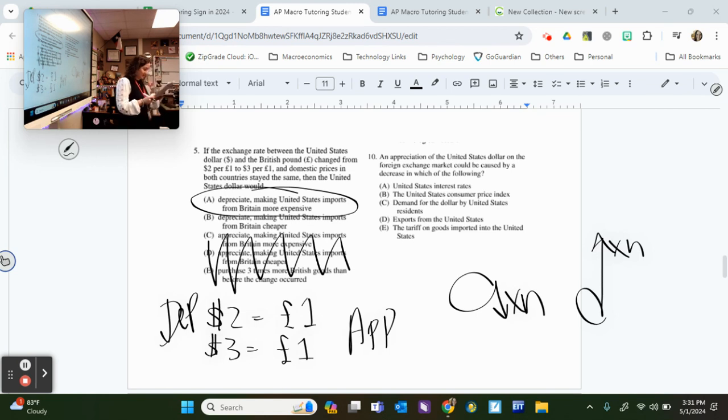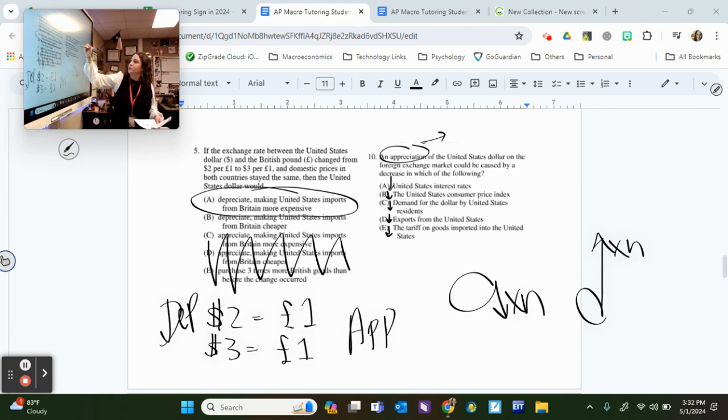Okay, on number 10, it says the appreciation of the US dollar on the foreign exchange market could be caused by, not is going to cause. We're trying to figure out what would cause the appreciation. But it says by a decrease in which of the following. So as a good test taker, I'm going to remember that all of these things are decreasing. So I'm going to put a little down arrow next to every single one of these so I remember that they're going down.